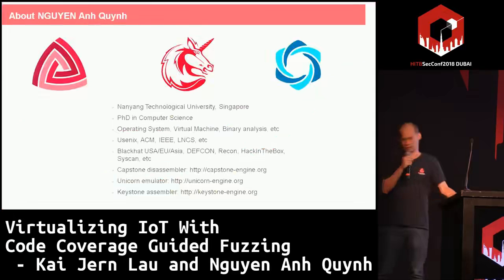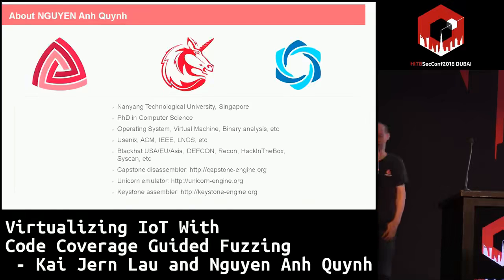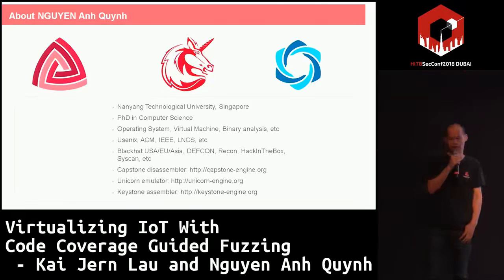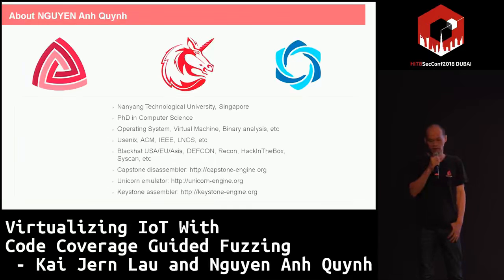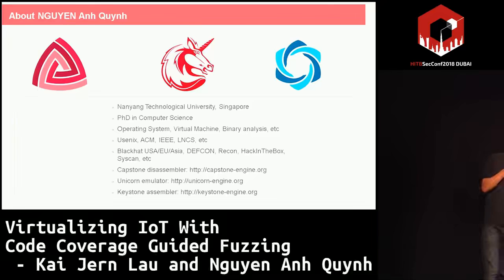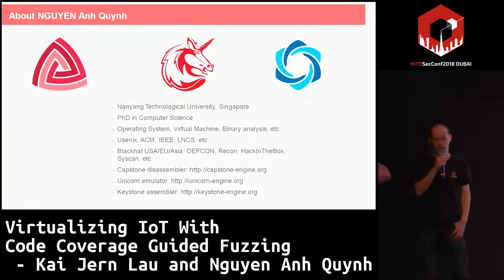Okay, so this talk is about our teamwork research between my friend and me. My name is Quynh. I'm working at Nanyang Technological University in Singapore. My main research areas focus on low-level stuff like operating systems, virtual machines, binary analysis, and so on. At the same time, I am the author of a few reversing frameworks like the Capstone disassembler, Unicorn emulator, and Keystone assembler.